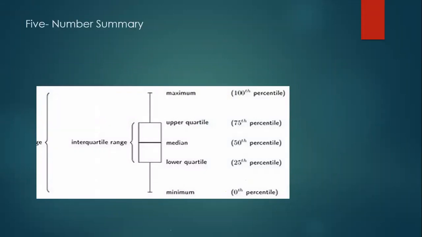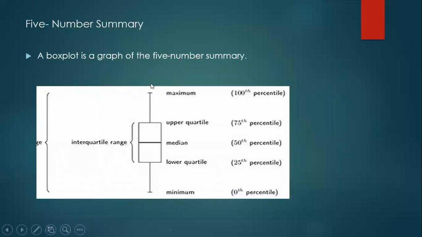So now we're going to look at the 5-number summary. The 5-number summary is a box plot. It's a graphical representation. The box plot, which is here, is a graphical representation of the 5-number summary. So we have the maximum value, the minimum value, then we have our interquartile range, we have our upper quartile, which is normally Q3, we have our median, which is normally Q2, and then we have our lower quartile, which is normally Q1.